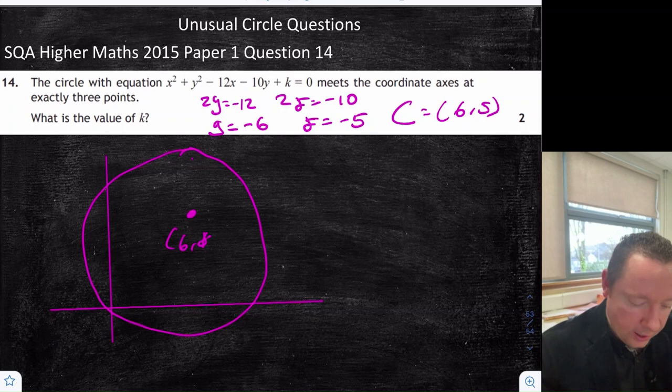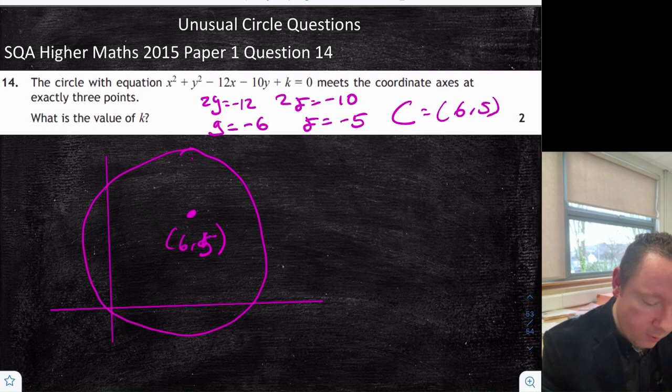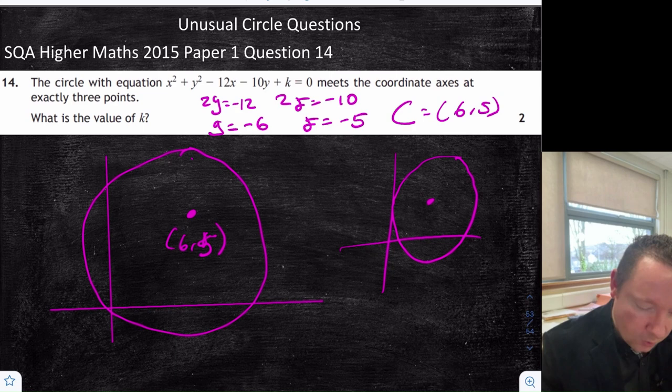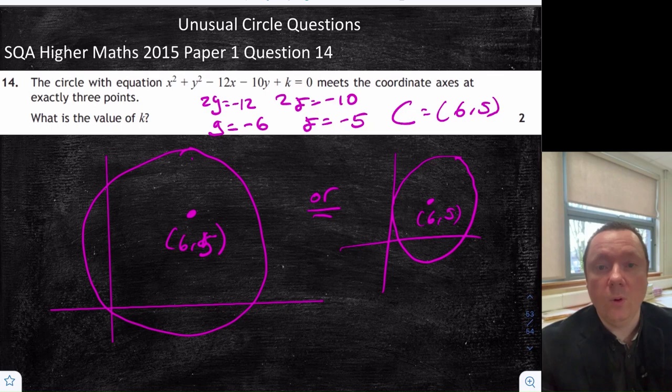But also, we could have the y-axis be a tangent. So we could alternatively have something like this is a tangent, but then it dips under. And this is a 0.65. So that's our two options for this question. So we'll just look at option one and option two. So let's look at option one.